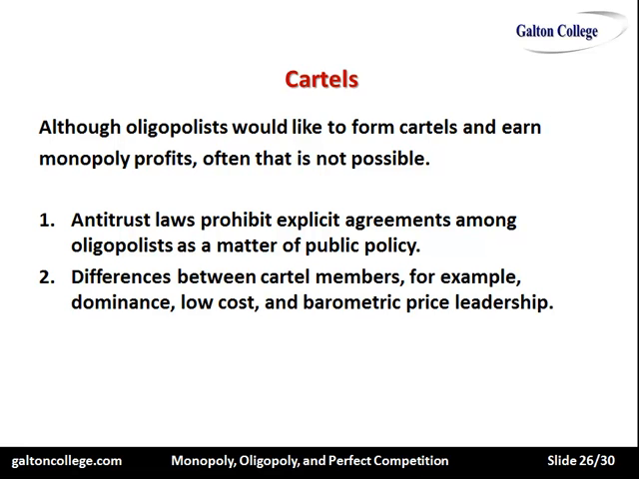Differences between cartel members, for example, some members of the cartel might be dominant and might be very large producers, others might be very small. Now it's very difficult for those two to get together to form a cartel. The big company doesn't see any need to involve the small company. So dominance could be an issue that stops cartels from forming. There could also be an issue of a low-cost firm.